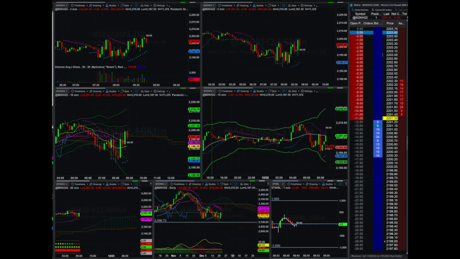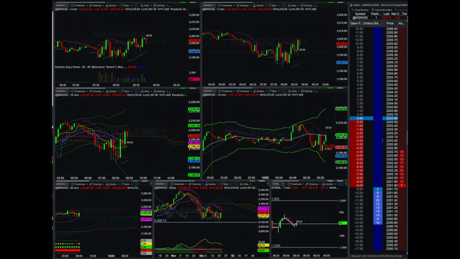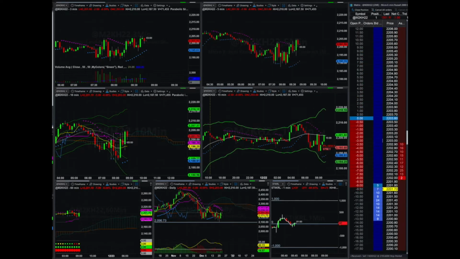I'll show you where my stop is placed right now. I'm risking $50 on this trade. This is the micro Russell. And I have been down as much as 40 something. It almost came down and stopped me out. I think it was on this candle here and then recovered. So we'll just see what it's going to do.